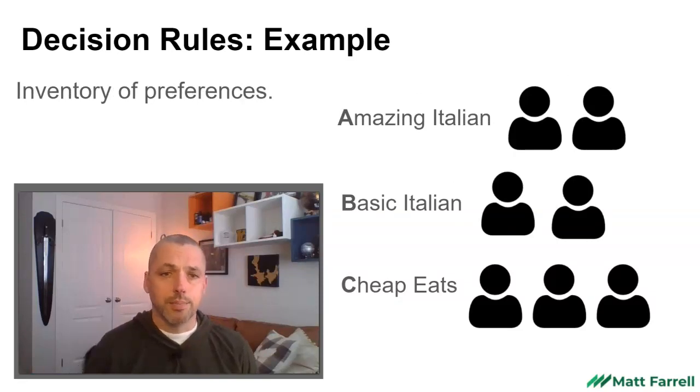Let's look at an example. Let's say we take an inventory of preferences in the group and they coalesce around 3 different options. There's option A, Amazing Italian, which is a fancy, high-priced Italian restaurant. There's B, Basic Italian, which is a more casual, cheaper restaurant. And then C, Cheap Eats, which is fast food, very convenient. And if we break it down, we can see that there's a group of individuals that favor each one.